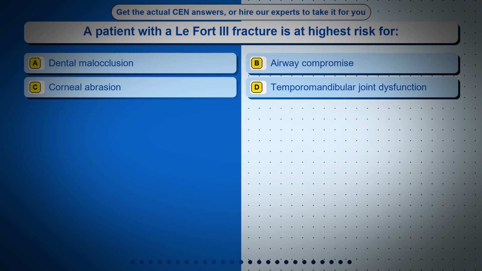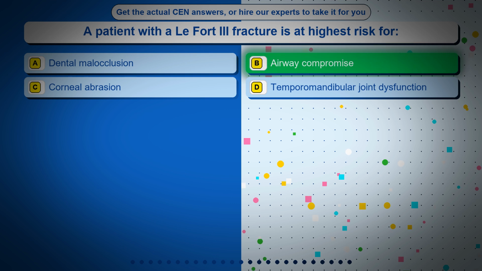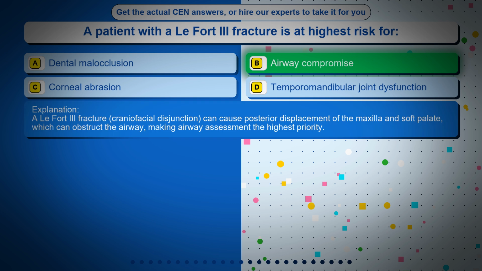Question 13. A patient with a Le Fort III fracture is at highest risk for: Option A, dental malocclusion. Option B, airway compromise. Option C, corneal abrasion. Option D, temporomandibular joint dysfunction. The correct answer is option B, airway compromise. A Le Fort III fracture, craniofacial disjunction, can cause posterior displacement of the maxilla and soft palate, which can obstruct the airway, making airway assessment the highest priority.